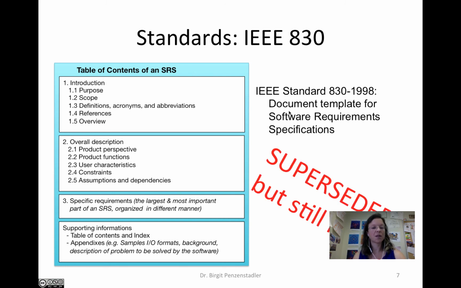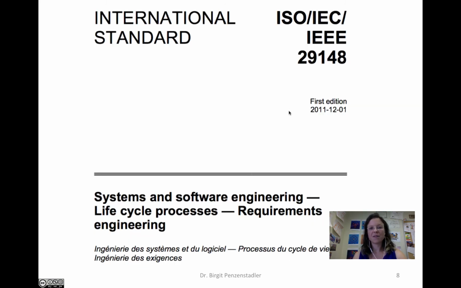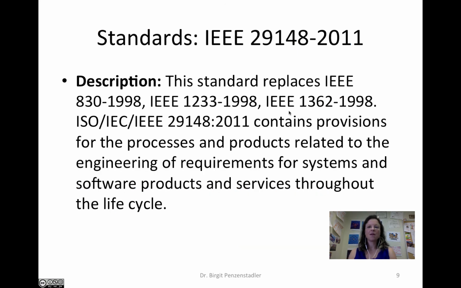As I said, this one has been superseded, but it's still in use a lot, so it's good to know it. It has been superseded by the international standard 29148. It's the standard in the systems and software engineering family on lifecycle processes, more specifically, the one about requirements engineering. This edition has been published in 2011. So it replaces the 830 standard, and it also replaces 1233 and 1362.